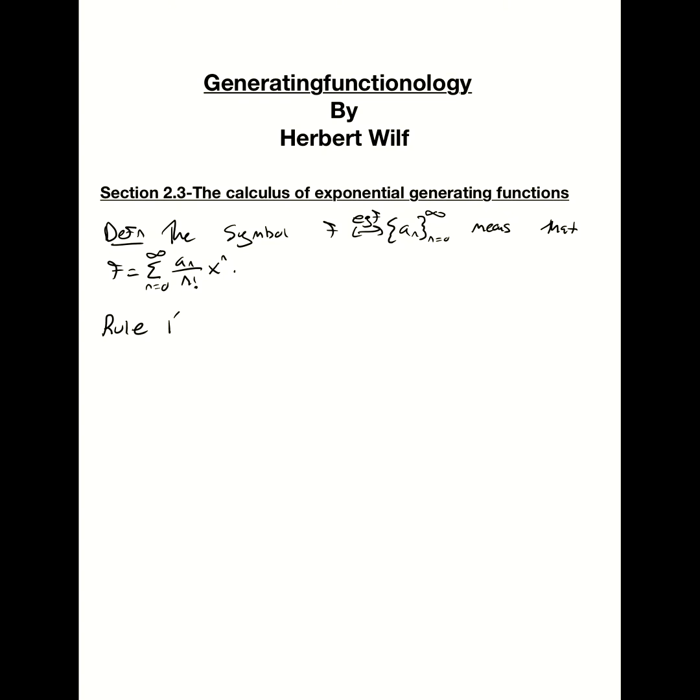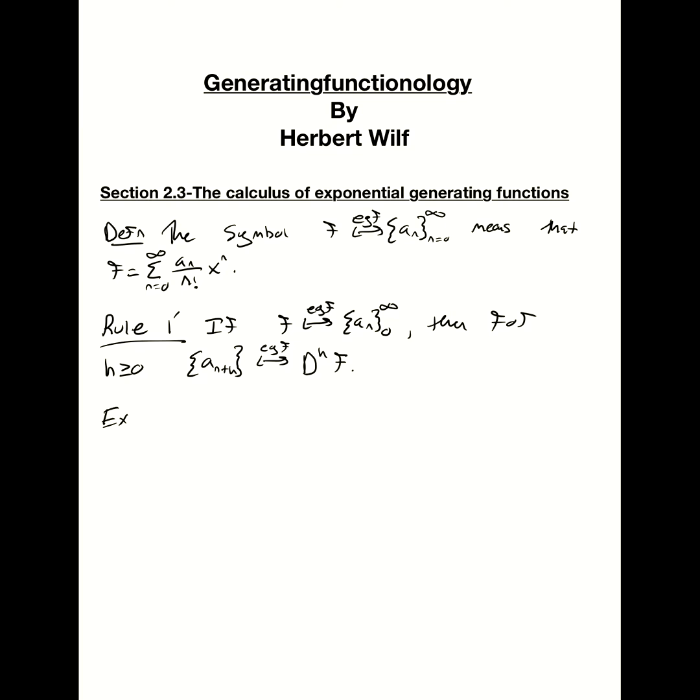The first rule, we're going to call it rule 1 prime. The prime is because rule 1 was already used in this book for the ordinary generating functions, but rule 1 prime says that if f is the exponential generating function for some sequence, let's call it a sub n, ranging from 0 to infinity, then for h greater than or equal to 0, the shifted sequence, a sub n plus h, has an exponential generating function that is the derivative of f taken h times.